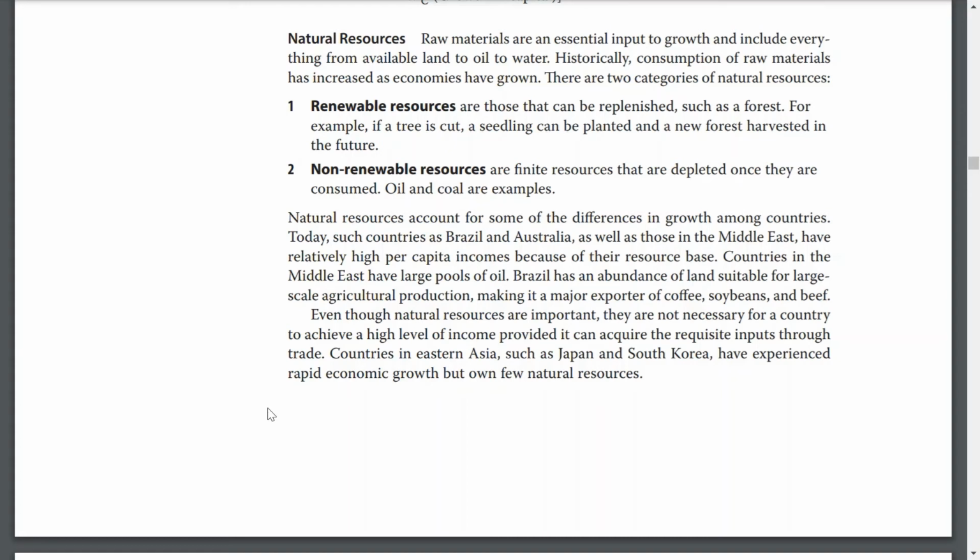Even though natural resources are important, they are not necessary for a country to achieve a high level of income, provided it can acquire the prerequisite inputs through trade. Countries in East Asia, such as Japan and South Korea, have experienced rapid economic growth, but have only few natural resources.